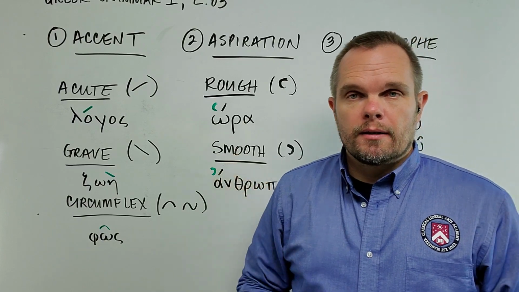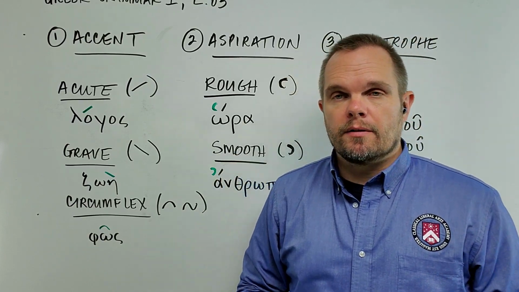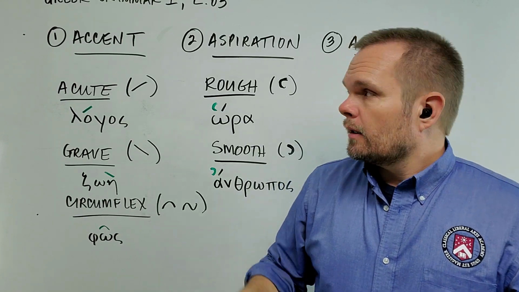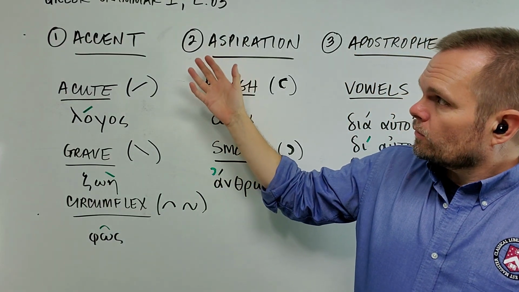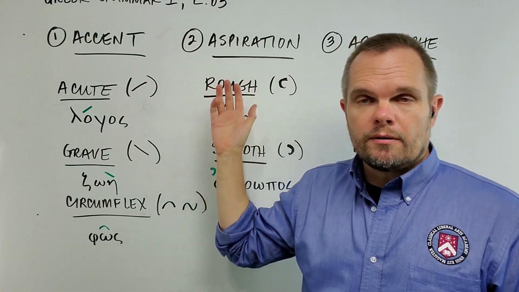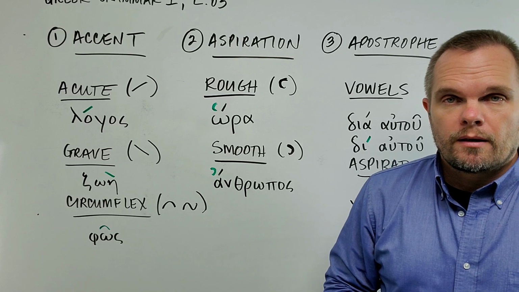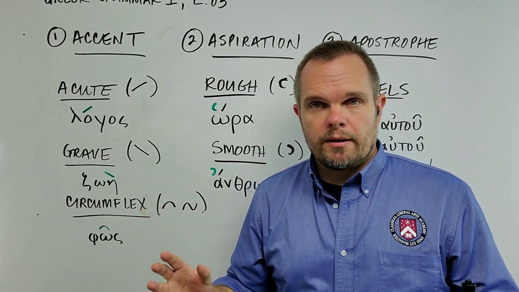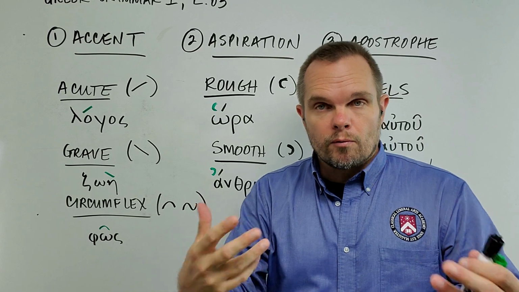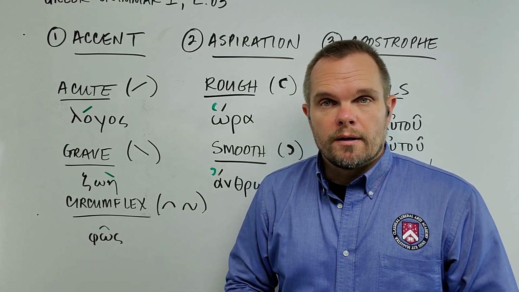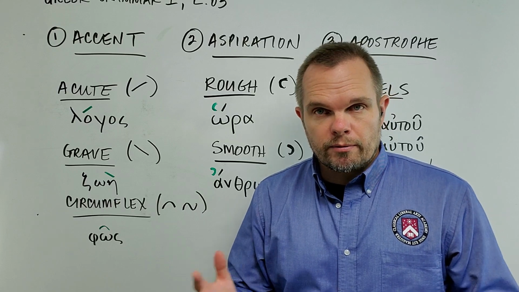In this video, I'd like to walk you through the content of Lesson 3 in Greek Grammar 1. In this lesson, we're going to look at three important topics: accent, aspiration, and apostrophe. By the end of this lesson, you should really know everything that you need to be able to begin reading Greek words and making your way through Greek reading exercises in Greek Reading 1.